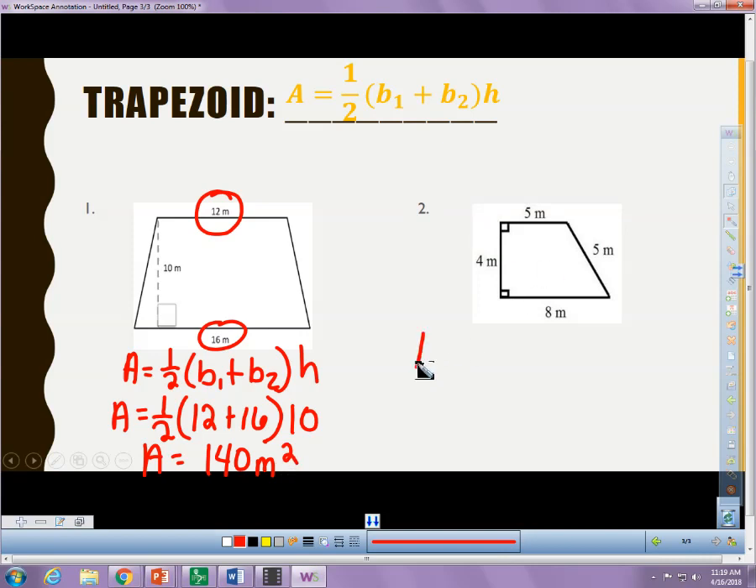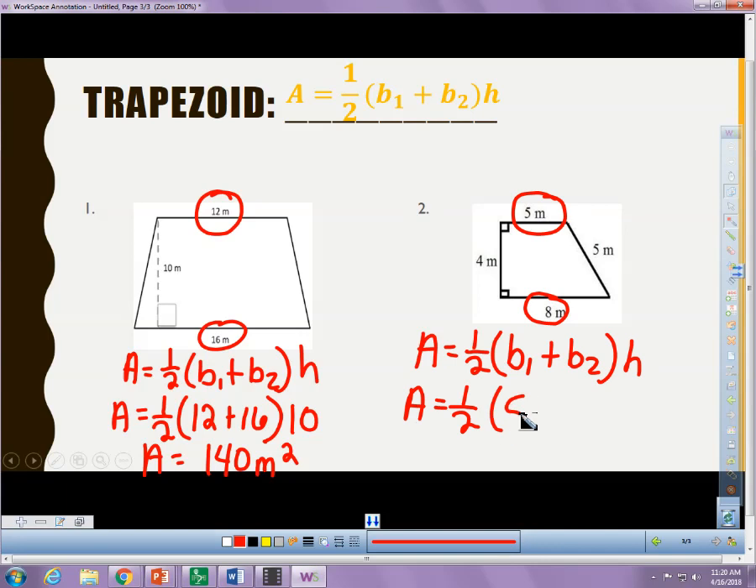Number 2 is also a trapezoid. So we're using the same formula. Our bases are 5 and 8 because they are parallel. The height is 4 because 4 is the side that forms the right angles. 5 is useless information. And that is 26 meters squared.